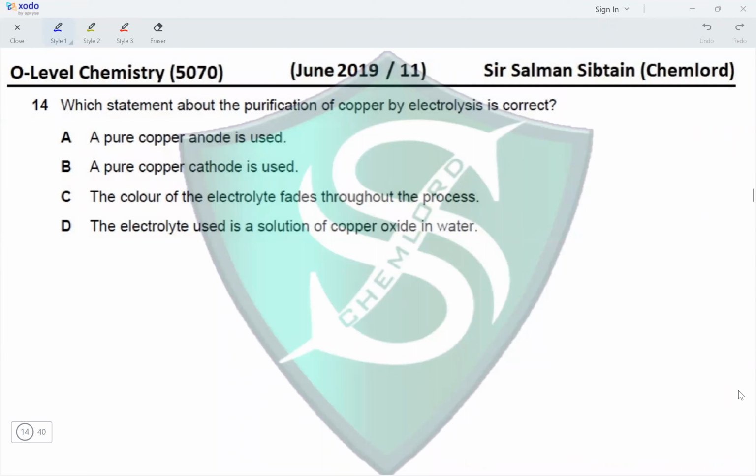Question 14. Which statement about the purification of copper by electrolysis is correct? A pure copper anode is used?